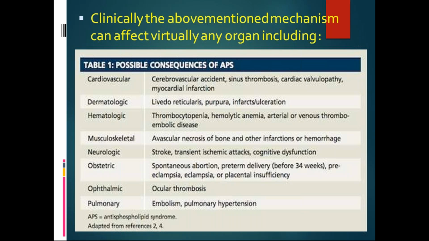Basically, as I said, it's a disease of thrombosis. Thrombosis happens because of the complement activation and so on. So these are all the possible consequences of antiphospholipid syndrome. These things might happen when it comes to the cardiovascular system. As I said, whenever there is thrombosis in the coronary arteries, it might lead to cerebrovascular accident.